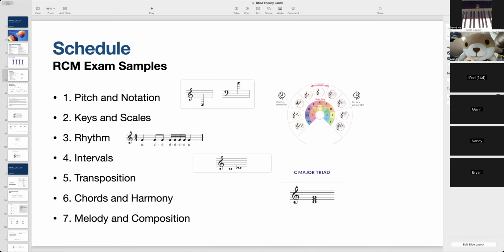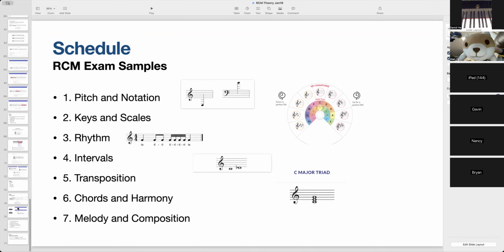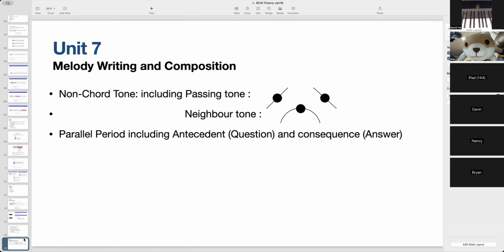Today we're going to go through the melody part, which is going to be very easy. The melody is something like singing a song with a line. Like if you are drawing a picture, there will be a lot of lines connected with each other. So melody writing gives you the idea of how you can draw the line.